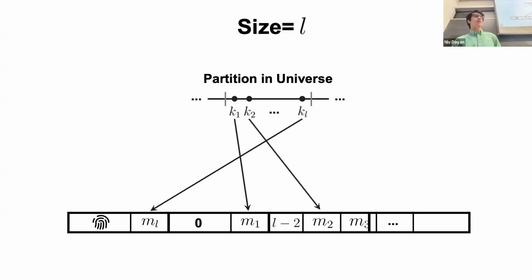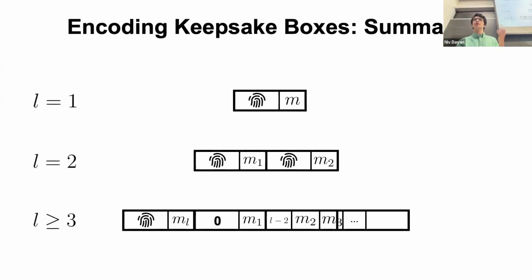Okay. And the rest of the mementos you're just going to sequence in a misaligned fashion across your slots. So as you can see, part of M3 is stored in the 3rd slot and part of it is stored in the 4th. Okay. So that's basically how you encode this. As a summary, if you have 1 or 2 things in your keepsake box, you're going to use either 1 or 2 slots and duplicate the fingerprints. And if you have more than 3 things in your partition, then you're going to use this sorted list encoding.